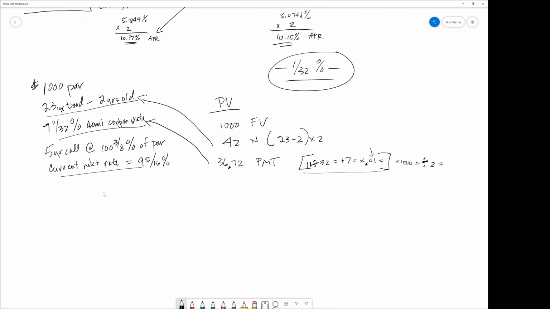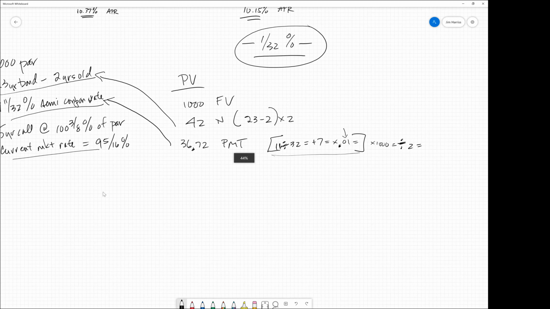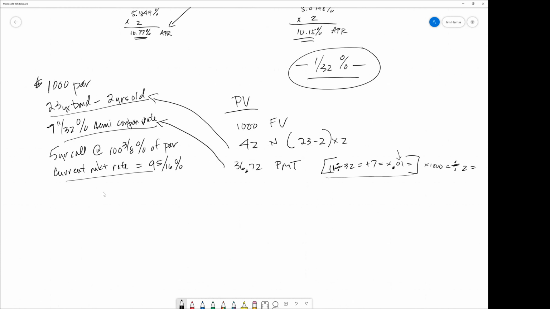You've got to hit each of these equals buttons. If you don't, your calculator isn't going to do the calculation. All right. And then times 1,000, which is par, divided by 2, which makes it a semi-annual bond, equals, and you get my number. All right.